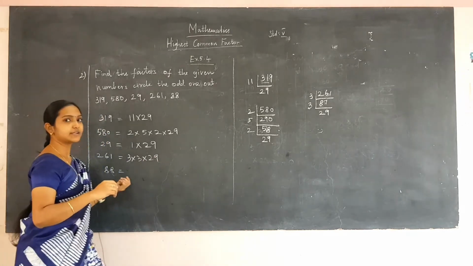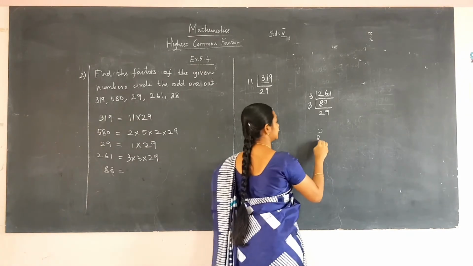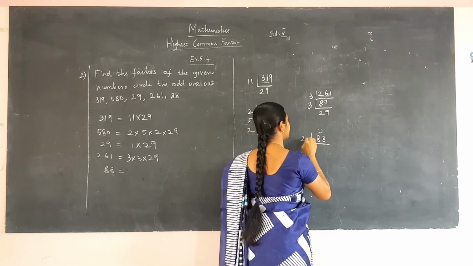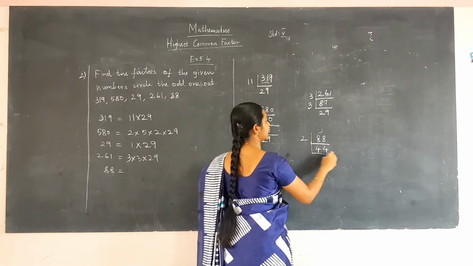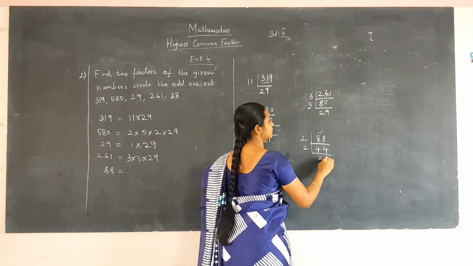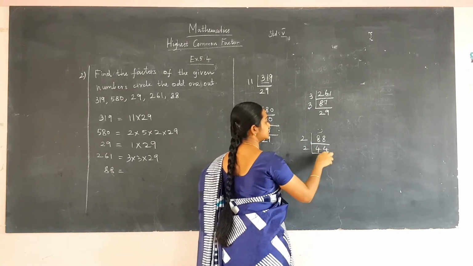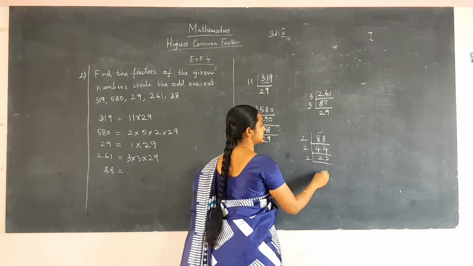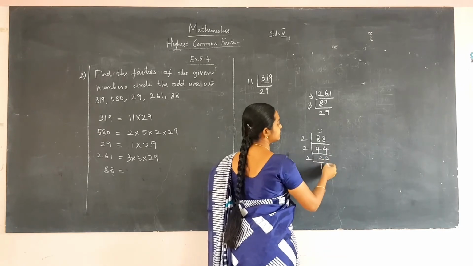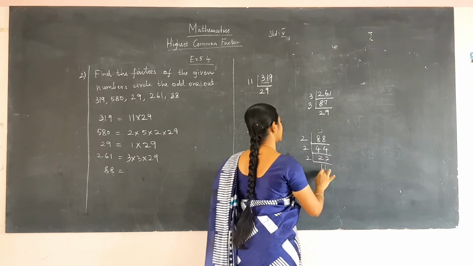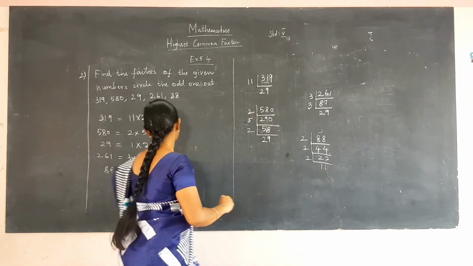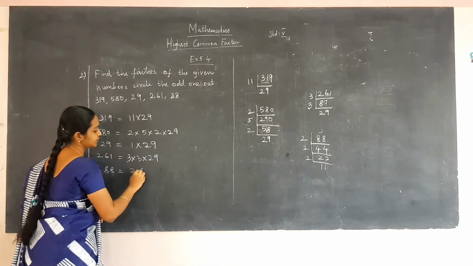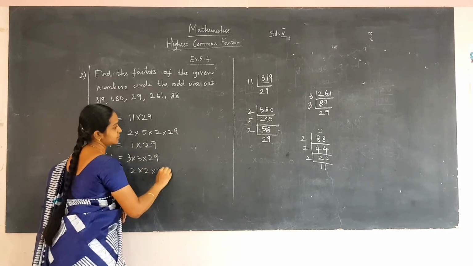Next we are going to factorize 88. Factorize it with the number 2. 4 2s are 8. Again 4 2s are 8. Again factorize it with 2. 2 and 2. 2 2s are 4. Again factorize it with 2. 1 2 is 2. Again 1 2 is 2. 11 is a prime number, so we can stop with this itself. 2 into 2 into 2 into 11.